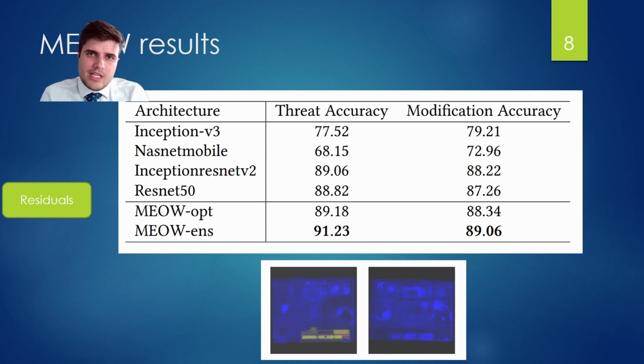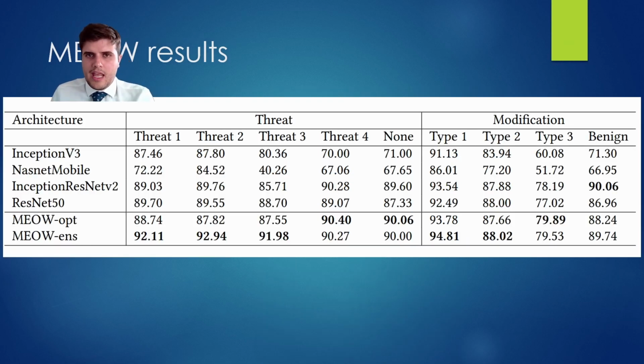Here, again, the MEOW discovered architectures outperform the other models, and interestingly, with this dataset called Residuals, the benefits of the ensemble approach are less apparent than in 6-ray, but still it achieves the best scores throughout. As part of our results, we also provide a level of granularity of the results for both of the threat predictions as well as the modifications, which is currently presented on the screen.